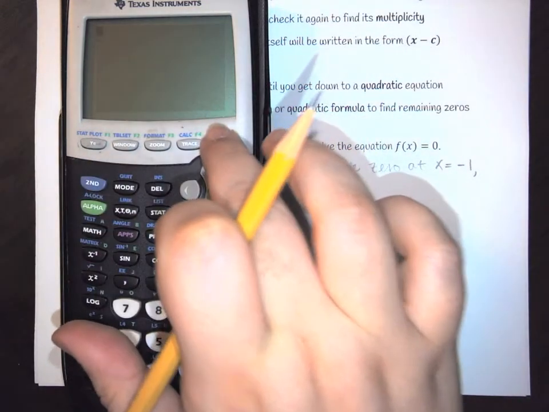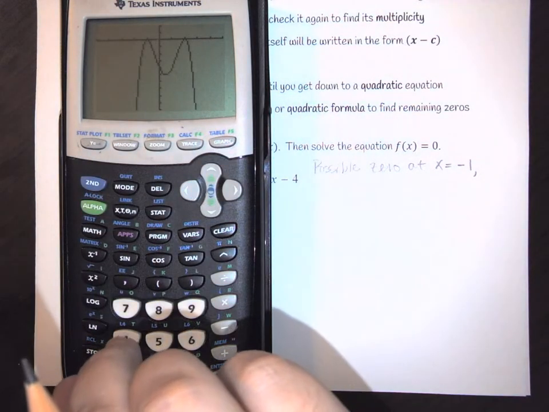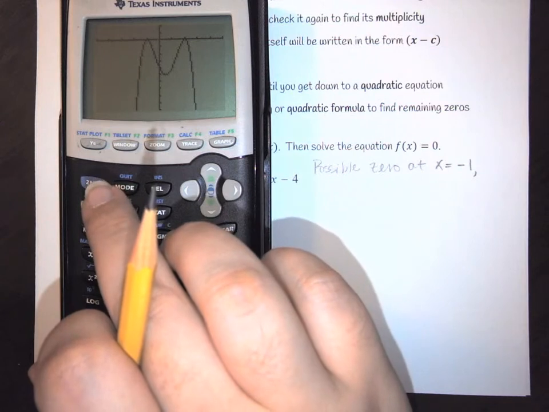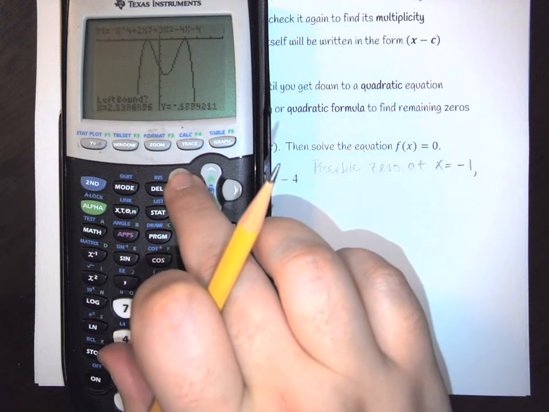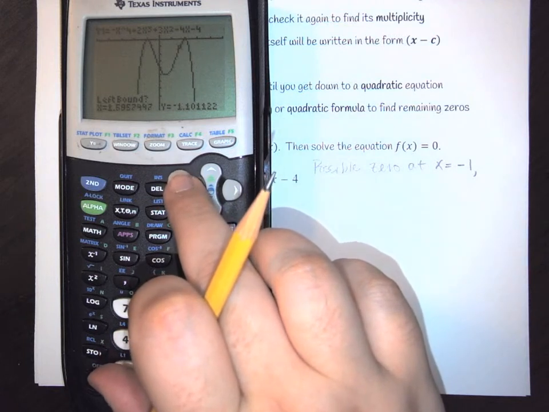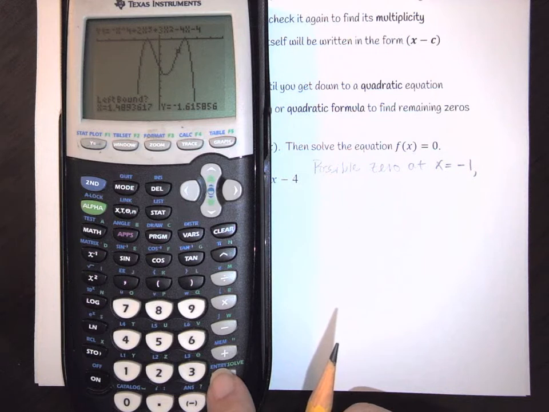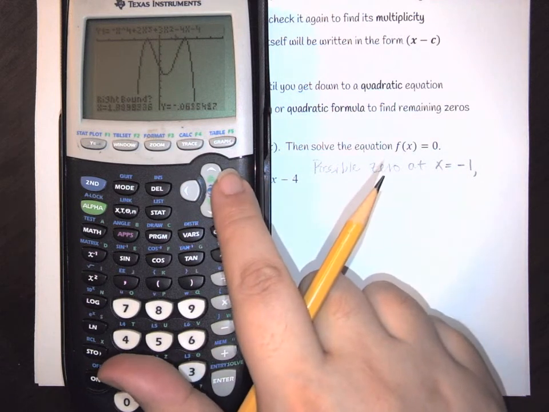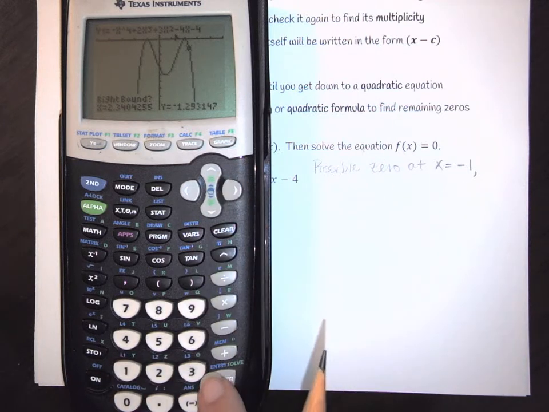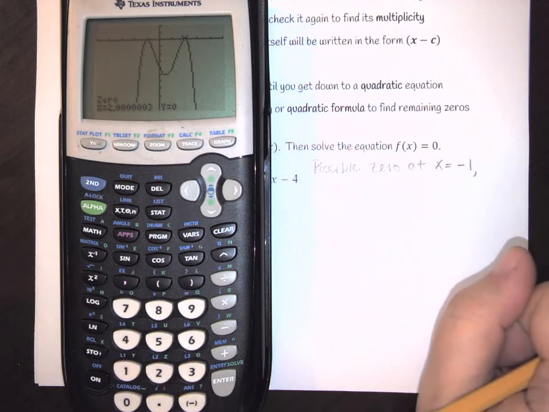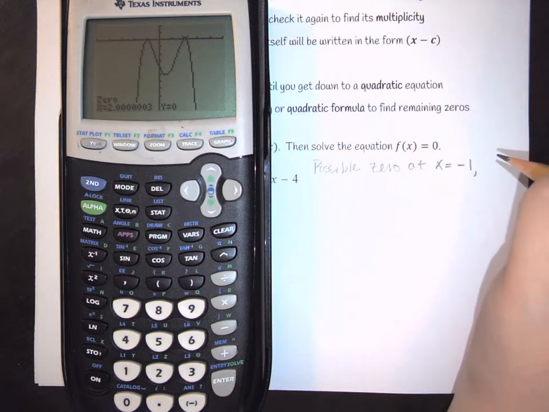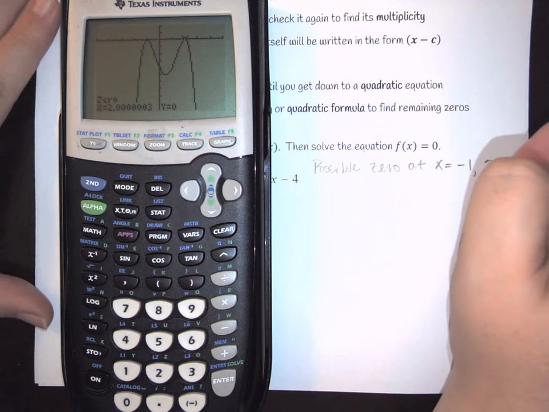Let me try that again here. So we're in the graph. And so here, second calc, again down to 0. So I've got my leftmost side, enter. I've got my rightmost side, and there it is giving me a possible 0. So it's telling me it's very close to 2, so 2 would be what I would test.